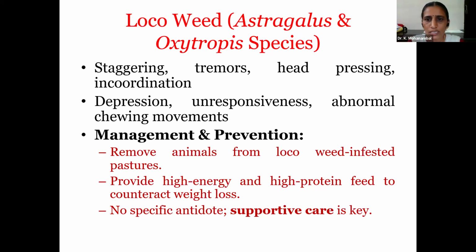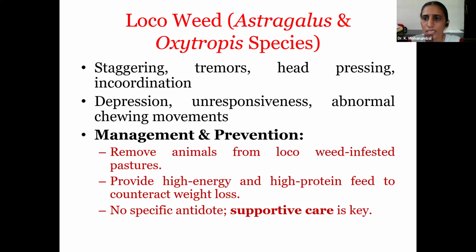Depression is also very common. Those cases, if you treat with thiamine alone, won't respond properly. So we have to give supportive therapy. There is no antidote for Astragalus or Oxytropis poisoning. Apart from thiamine, we need to supplement even mecobalamin, nerve stimulant, and fluid therapy. A high quality, high energy, and high protein diet is very important.